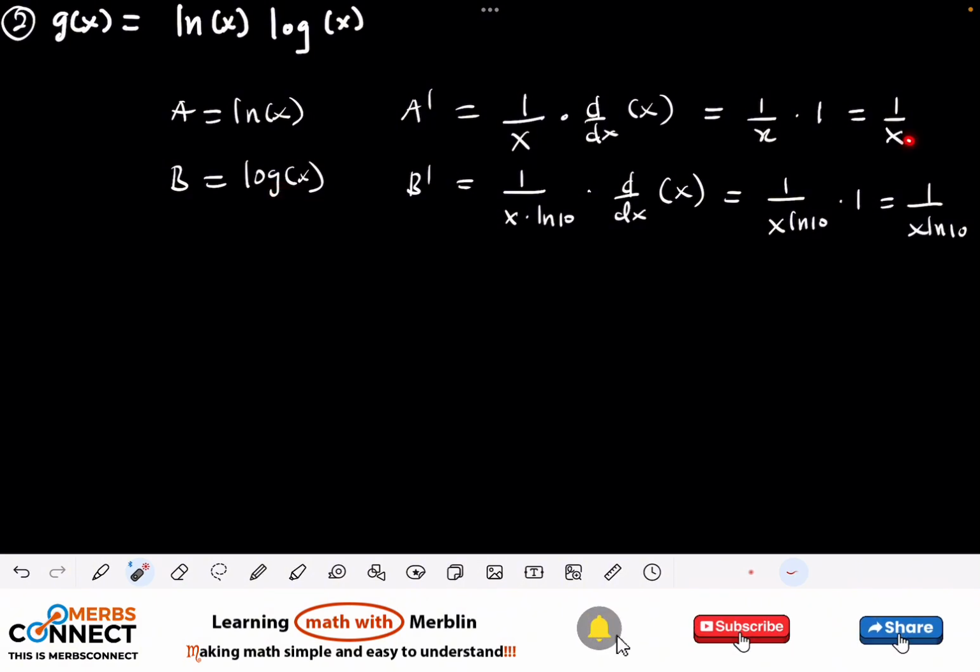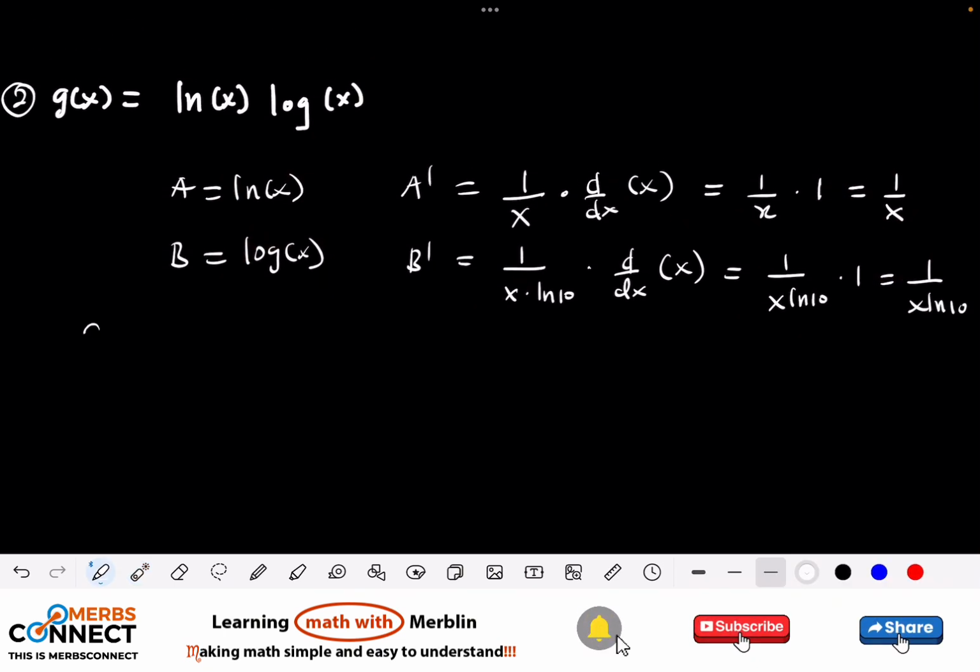Here too, we multiply by the base, but the base here is e, and we learned that ln e is equal to 1 and e to the power ln is also equal to 1. So that is the idea. Now let's do the cross multiplication. This will multiply this and this will multiply this, and we add them together.